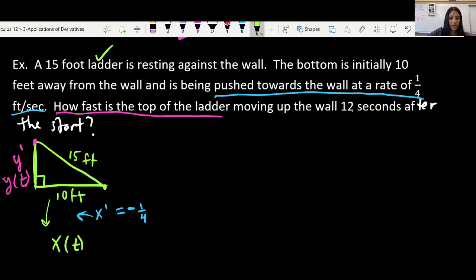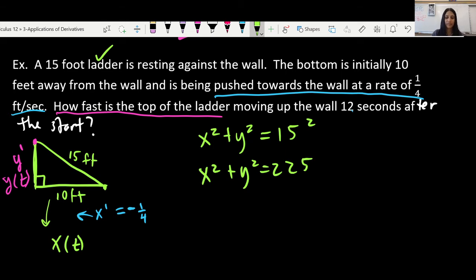Okay, so we're looking for relationships between x and y. Clearly this is a right angle triangle, the shape that it forms. So we can say x squared plus y squared is going to be equal to 15 squared. We know that using the Pythagorean theorem. So we can say x squared plus y squared equals 225. Okay, so there's our first equation, first relationship.